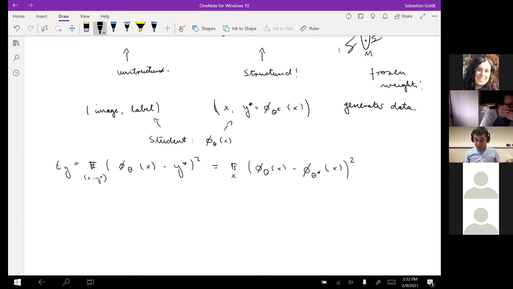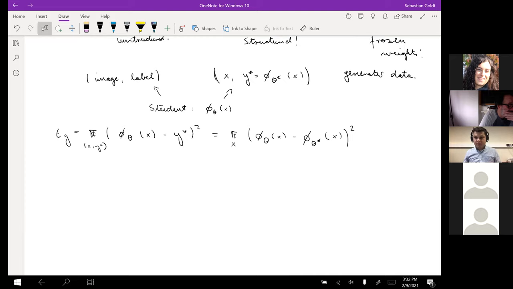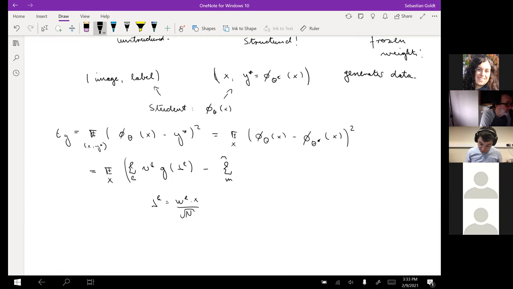This is a bit tough because it's a very high-dimensional average, and high-dimensional averages are a bit of a pain. As statistical physicists, we like to have something lower dimensional in terms of how we describe the system. If we write this out in more detail, we get something that looks like this. I'm just writing down the definition of the student output, where again lambda_k is w_k times x over the square root of N, where N is the input dimension, minus the sum over the teacher, v_m star g of nu_m, where nu_m is the same quantity, but for the teacher.